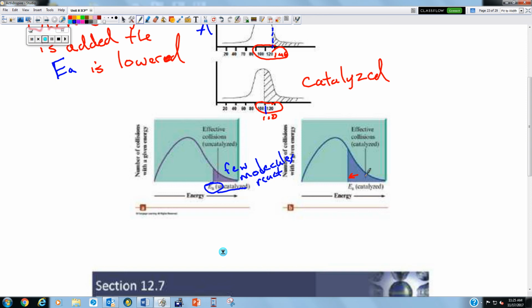And on this one, activation energy is shifted back, allowing more molecules to react. All right, makes sense? Okay, moving on.